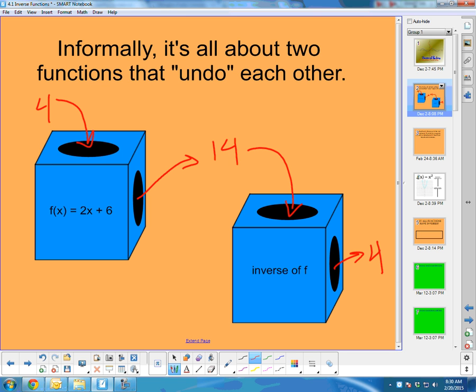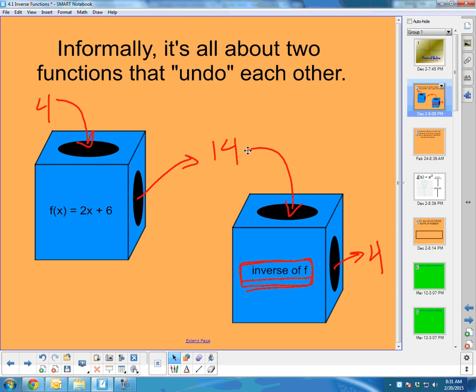And I don't know what the rule for this inverse is yet. We don't need to know what it is yet. Eventually we'll find those. But that's the idea of what an inverse function does. It undoes. If you want to think of one function as a factory or a machine that puts something together and builds it, the inverse function takes it apart.